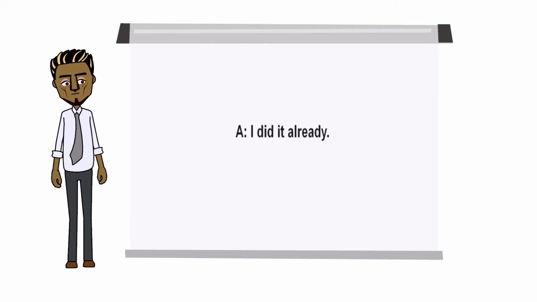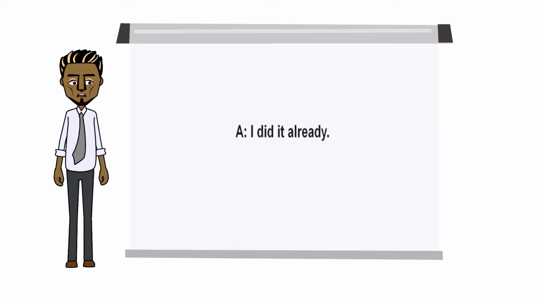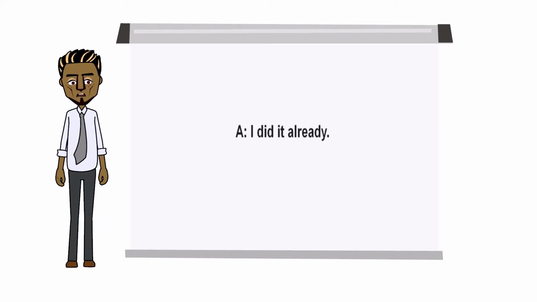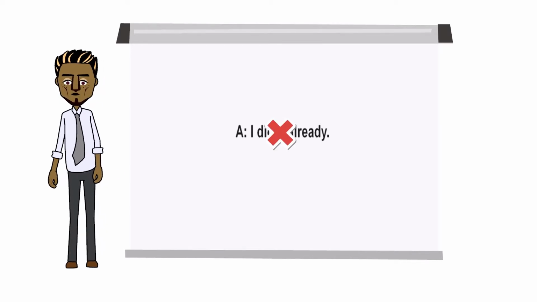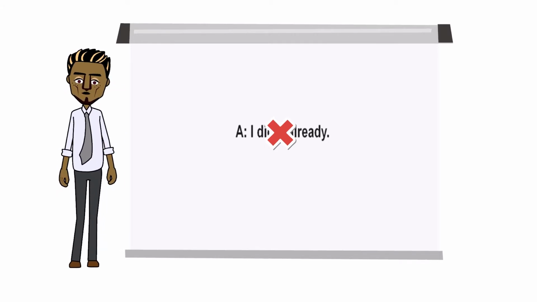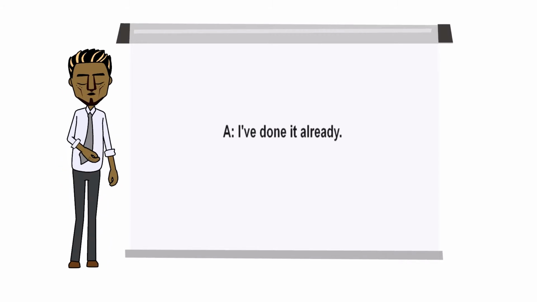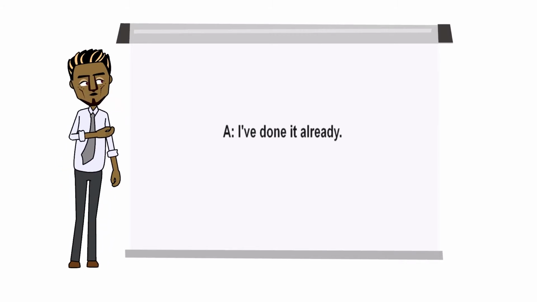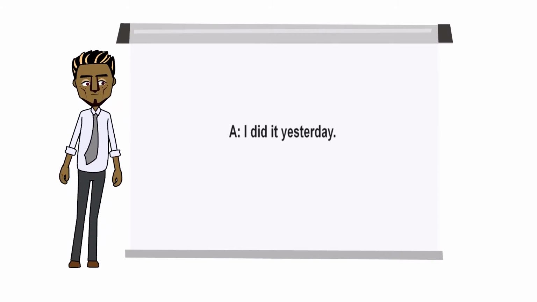Here are some examples of common mistakes. I did it already. This is a common mistake because there's no definition of the past. Therefore, I did is the simple past. It should be corrected to I've done it already or I did it yesterday.